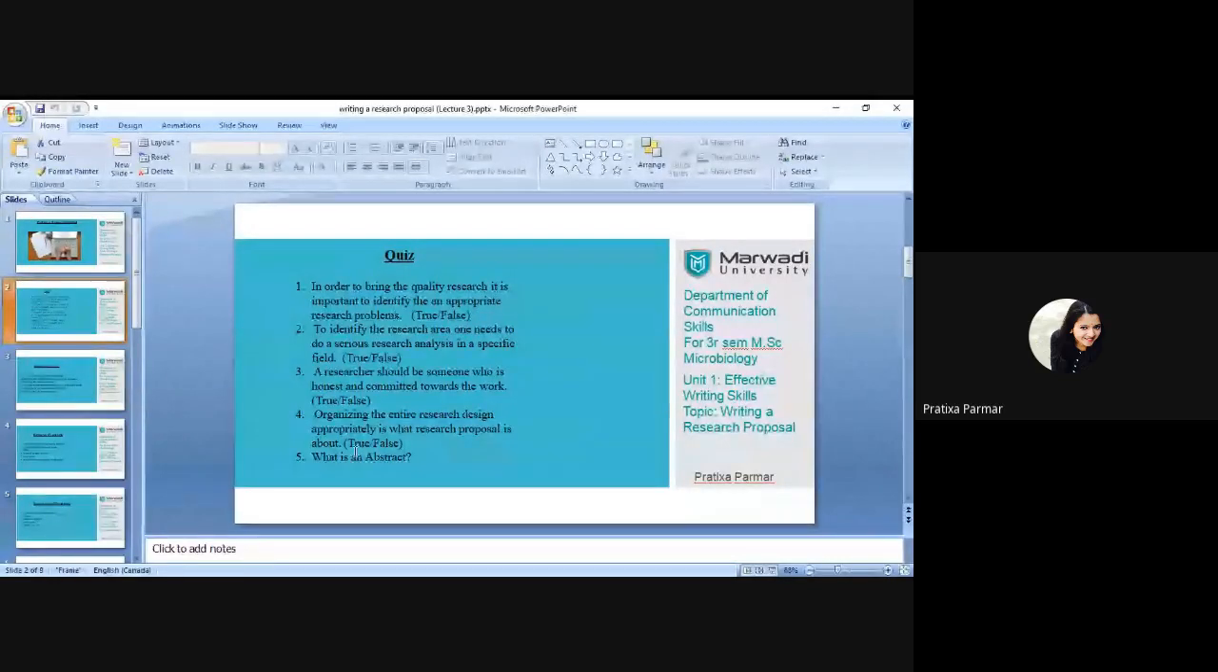Those who are saying question 1 is true, I want the justification now. Riddhi, could you justify why question number 1 is true? Riddhi, are you there? Could you please justify why question 1 is true? No idea, ma'am. Wait. Okay. Those who want to justify, one by one you can speak. First I'm asking Riddhi. Riddhi, are you ready with the answer?